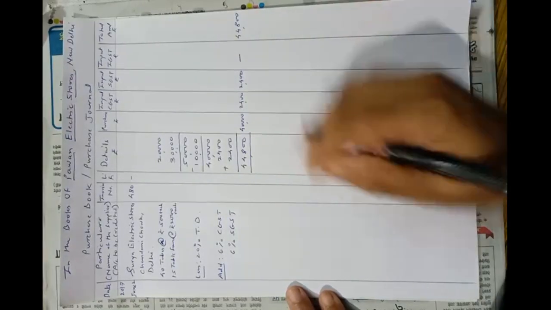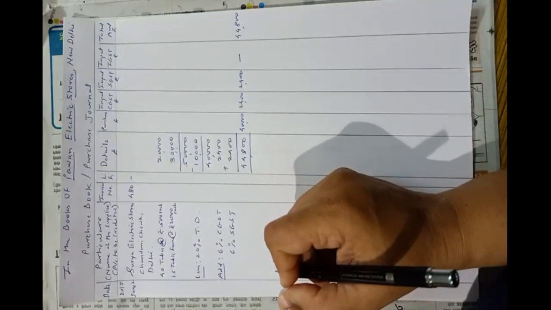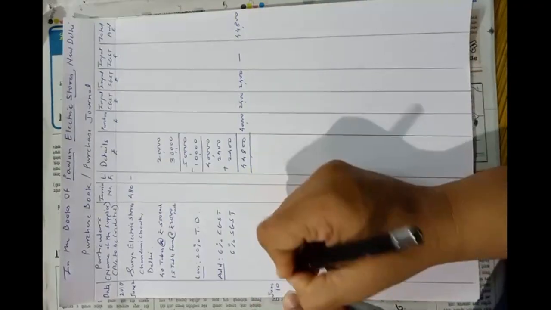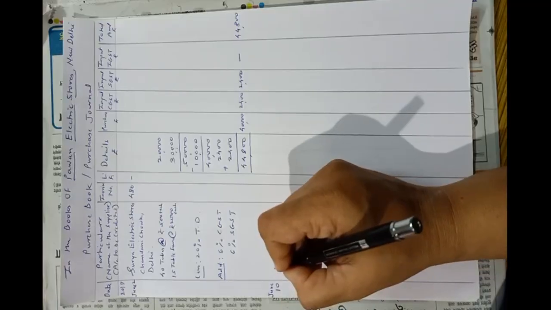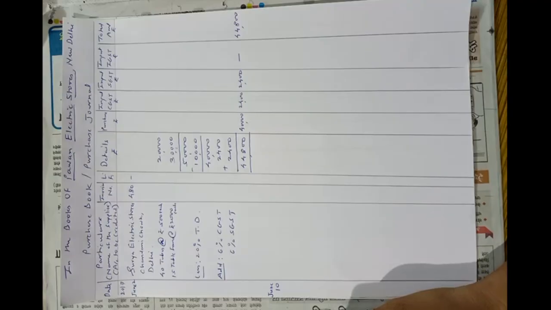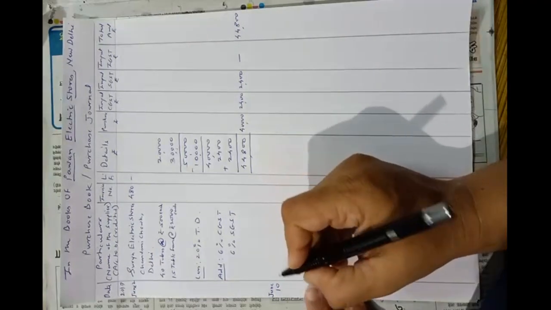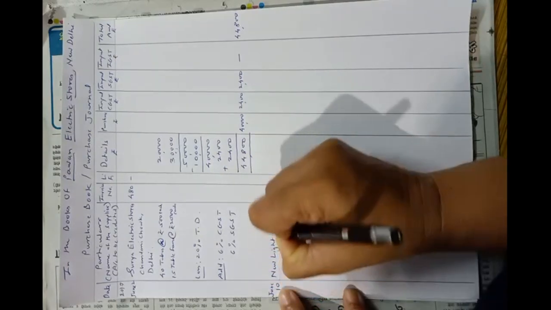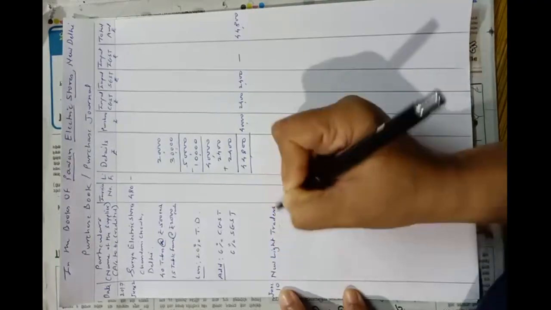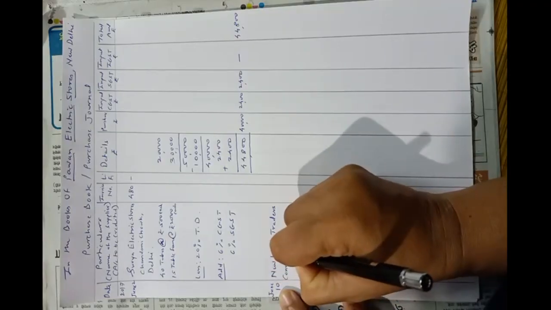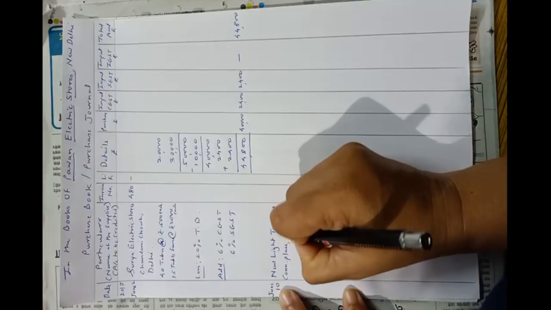Understood? Now the entry of June 10th. Name of the supplier is New Light Traders, Connaught Place, New Delhi. Okay, New Light Traders, Connaught Place, New Delhi.